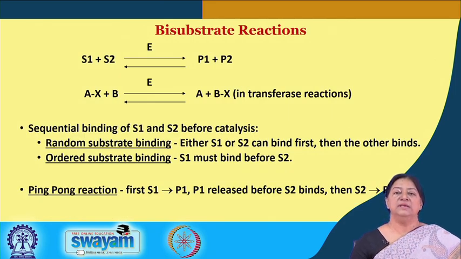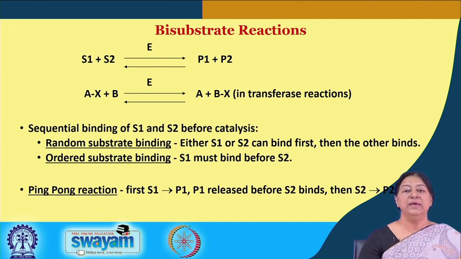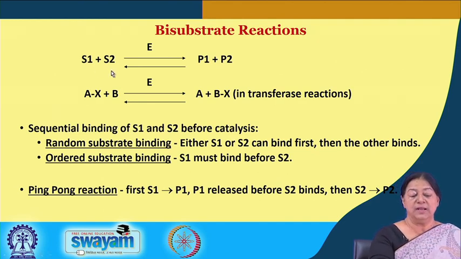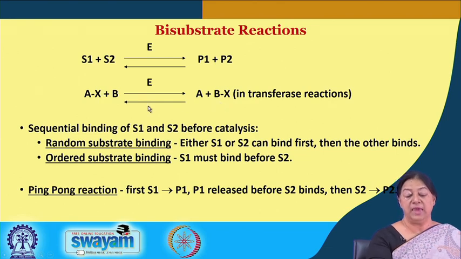There are other ways in which we have certain reactions. Some are called bisubstrate reactions. What do we mean by that? We can have two substrates, S1 and S2, and we can have two products. Suppose we have a reaction like this, where we have AX plus B, and X is transferred to B from A in a transferase reaction.